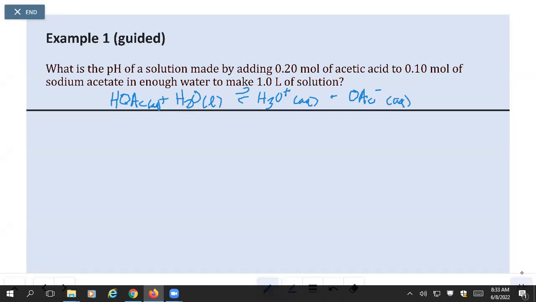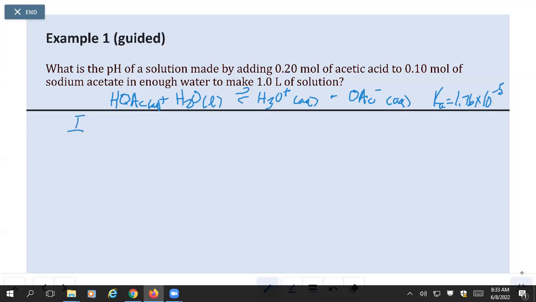Our initial Ka for acetic acid is 1.76 times 10 to the negative fifth. The only reason I know that one off the top of my head is because we use it so much. Acetic acid is kind of like the prototypical weak acid. It's in every problem.